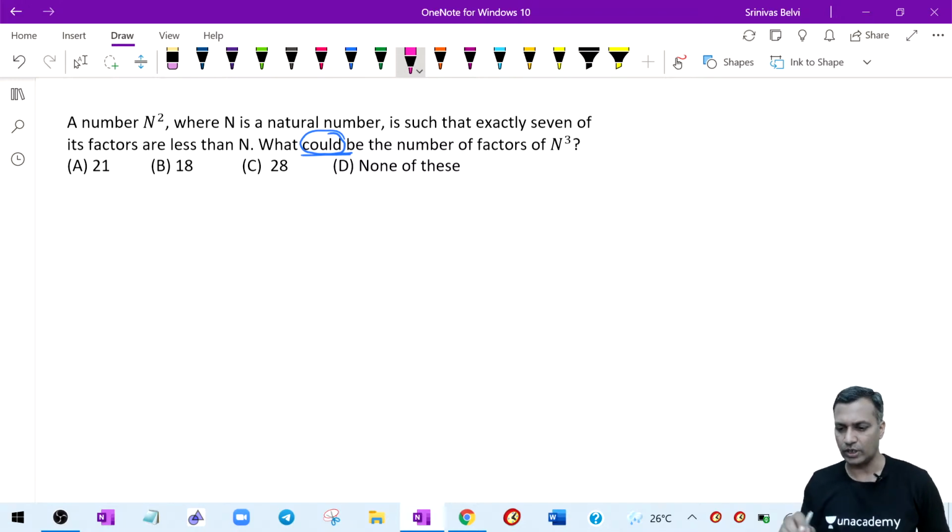Okay, now let's take a look at this. The number n square, where n is a natural number, is such that exactly 7 of its factors are less than n. Listen to this very carefully. All of you, stop typing now. Start listening. Let's understand why this word could is coming in between.